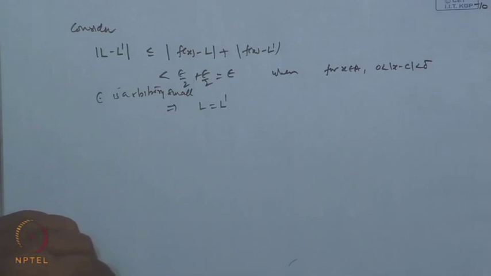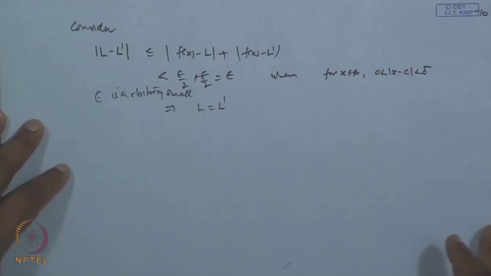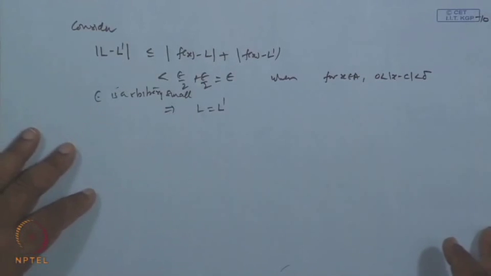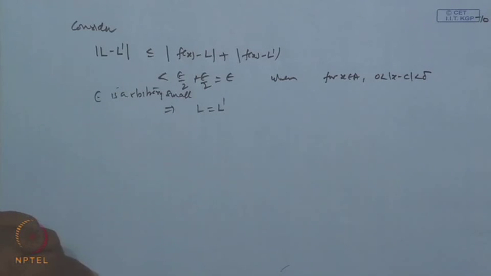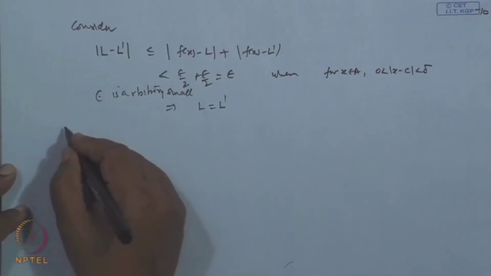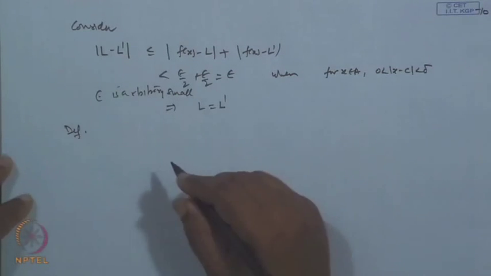Okay. Now, this we have discussed. Now, there are a few more results on limits, parallel to the theorems we have discussed in the case of sequences. Okay. So, before that, let us see the definition of boundedness.